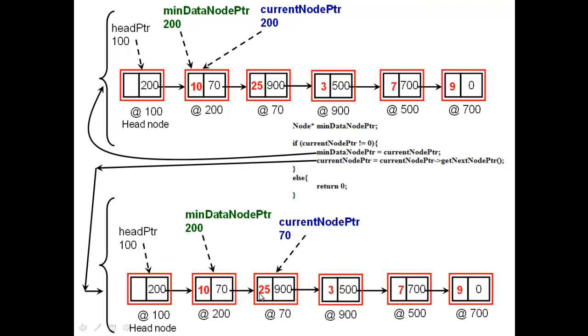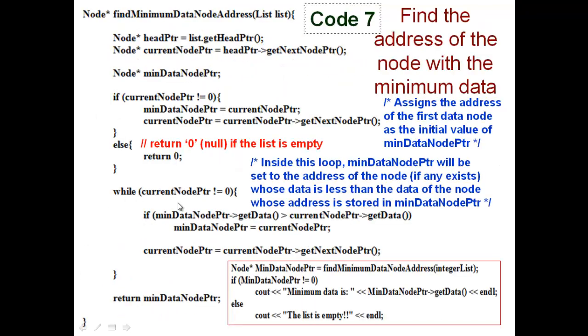So that is 25. So min node. This node's data is 10, compared with 25. That's what you're seeing here. Min data node pointer arrow data, which is 10, is compared with the data at the node pointed by the current node pointer, which is 25. Is 10 greater than 25? No. So we don't go into the if block, just move the current node pointer further down.